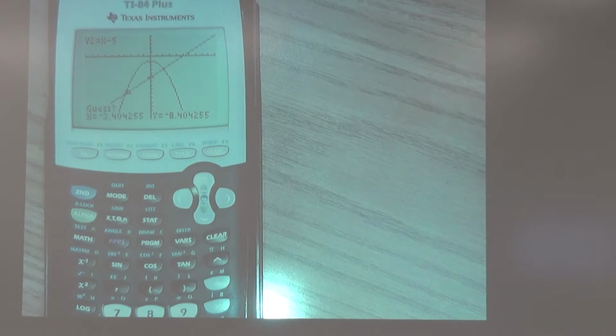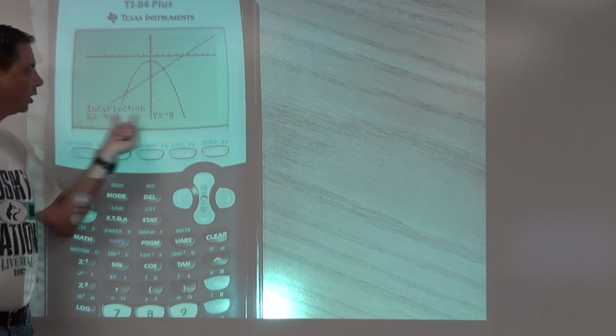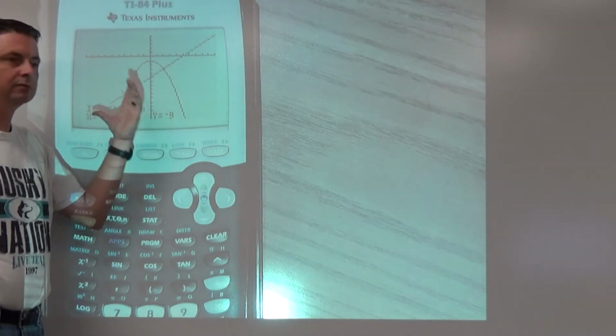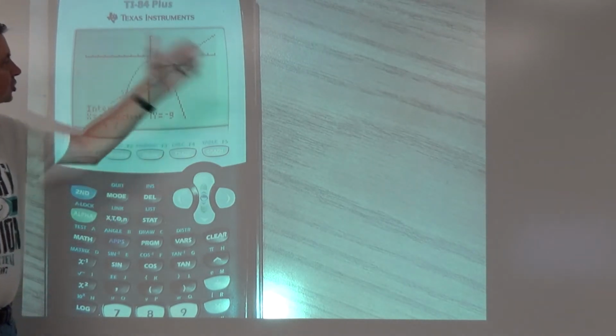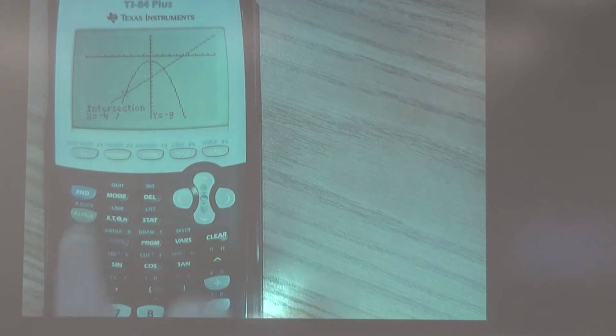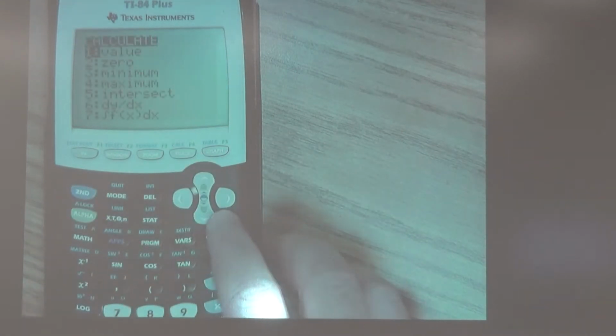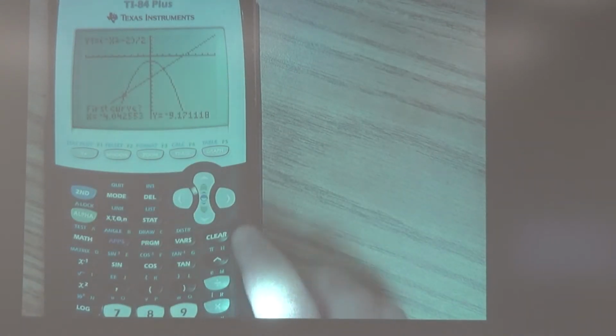Just get close there, hit enter, and here we are, -4, -9. That should have been one of ours. Let's try this again. Second trace for calculate, intersect.